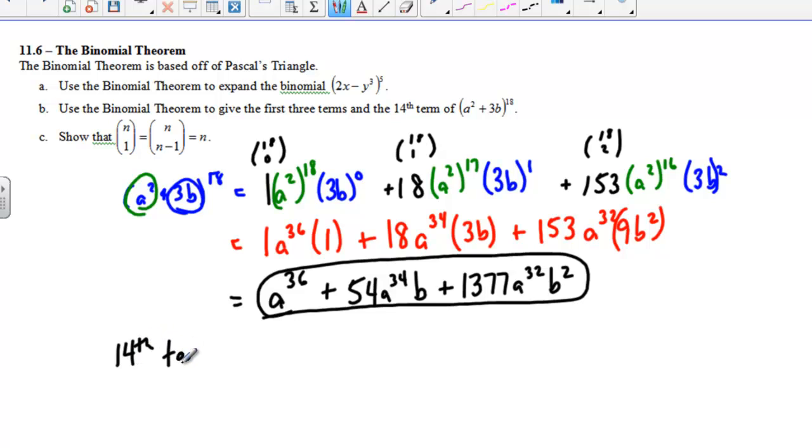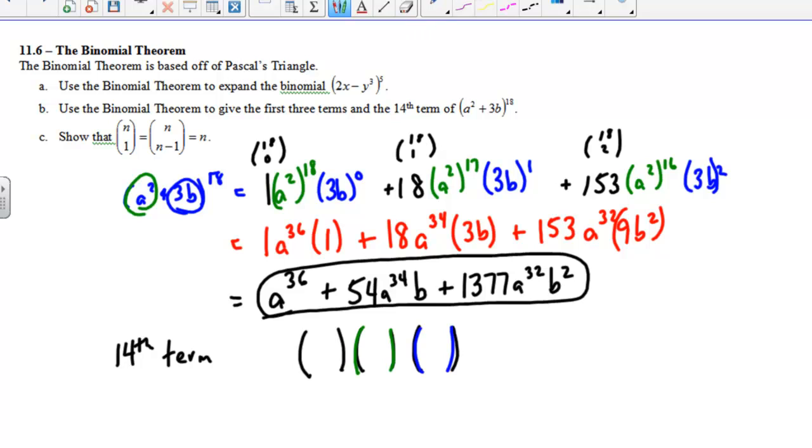And to find the 14th term, you have to kind of understand that there's 3 parts. There's the binomial coefficient, there's the first term raised to some power, and then there's the second term raised to some power. And when we do this, I'm going to actually change this back over so it's green, so it matches everything that we've been doing, and then blue.